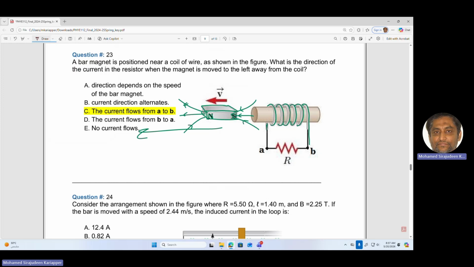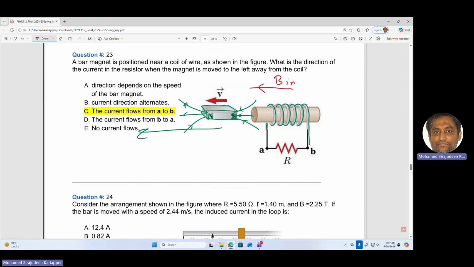How can you oppose it? It should produce a magnetic field to stop this change. What kind of change do we have? There is a magnetic field to the left and it is decreasing. So I will not allow it to decrease. I will produce my induced magnetic field in the same direction. That's how I can stop it, oppose it. So the induced magnetic field from the coil also must be to the left. So I am opposing this effect. That is Lenz's law.